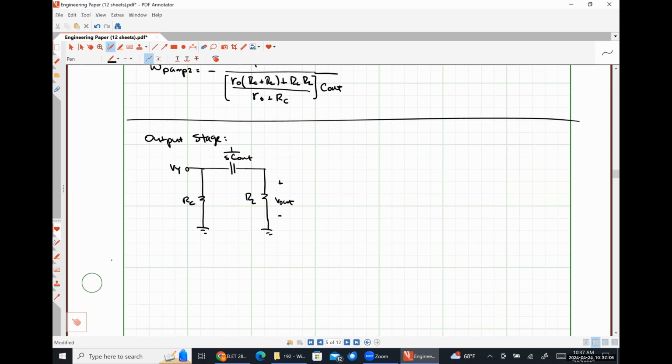So we've seen this part before as well. So V out over VY is going to look like S RL C out divided by 1 plus S RL C out. And therefore, omega Z out is 0 and omega P out is -1 over RL C out.